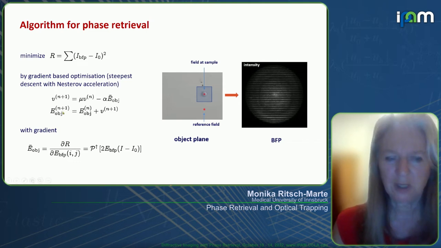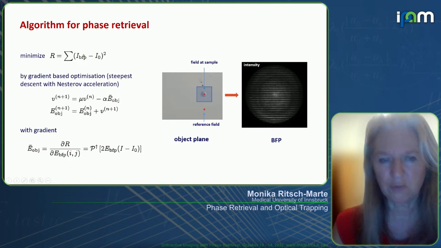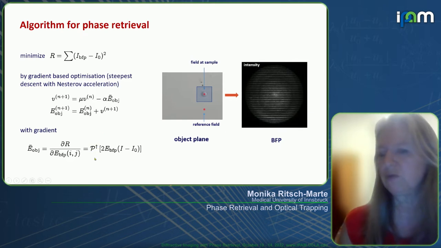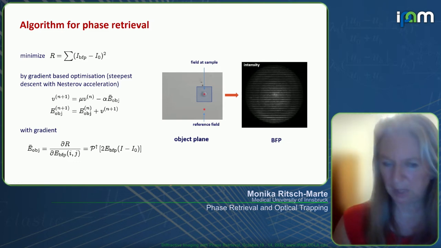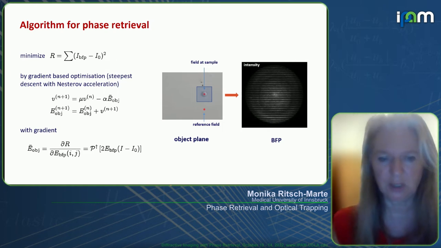So here we have the updating in the iteration. And here we have the gradient, which is the gradient of the cost function over there. If you differentiate this out, you end up with this here. And here we don't have an inverse numerical propagation operator but the adjoint, because there is not really an inverse, but an adjoint operator exists. We plug it in here, and this works quite nicely.